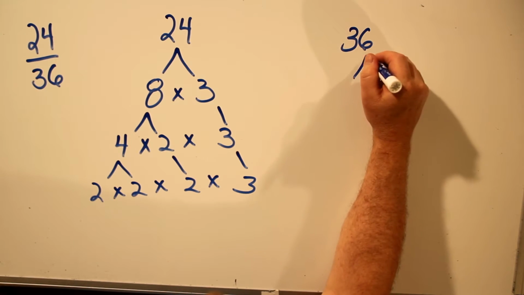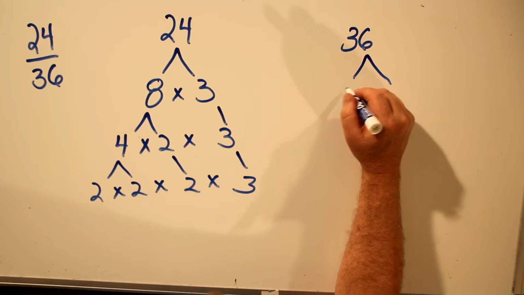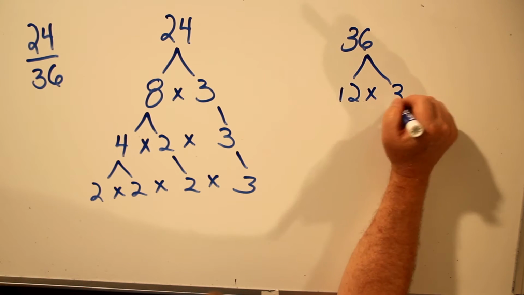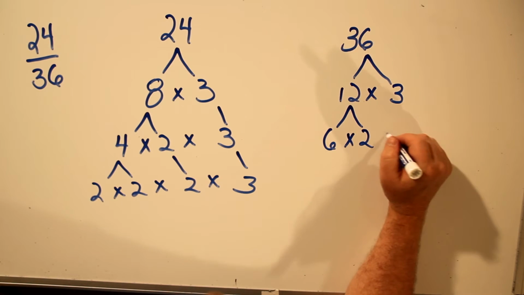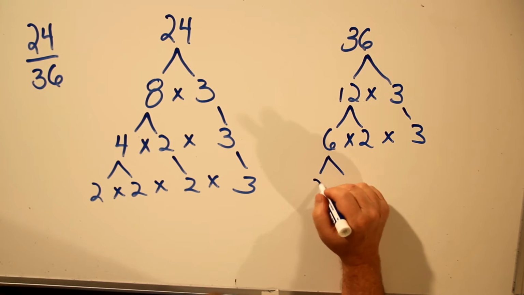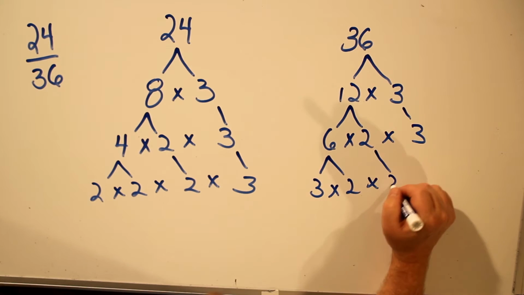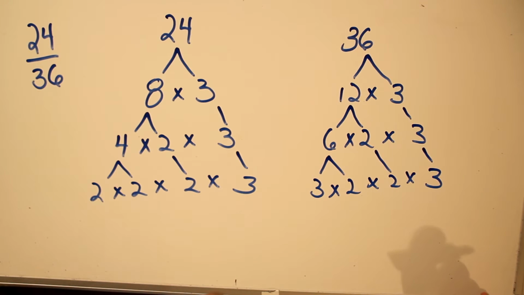Let's do a prime factor tree for 36. Let's start with 12 times 3, or 9 times 4. It really doesn't matter. 12 is 6 times 2, and 6 is 3 times 2. And those are the prime factors for 36.